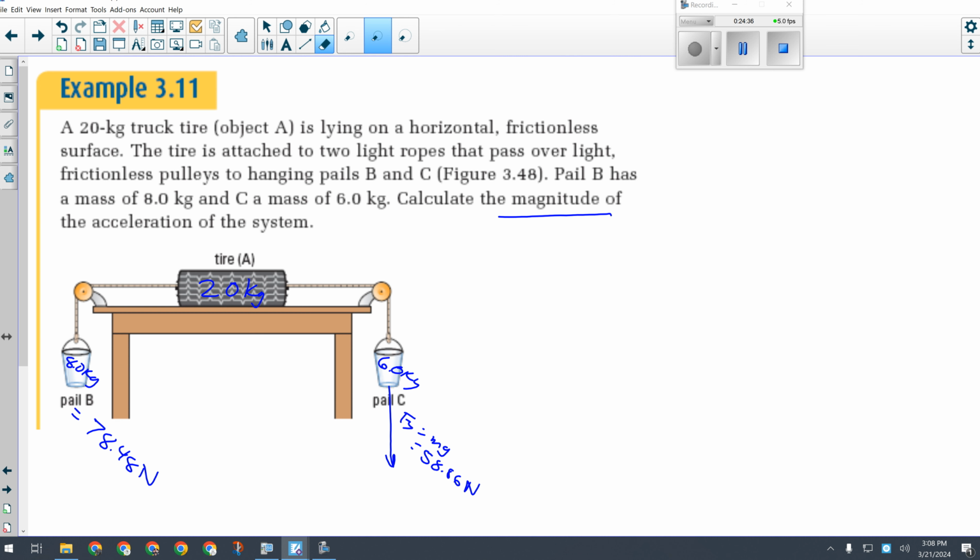Now that we've got those two forces, am I doing this for just one part of the system or the whole system? Do I know the mass of the entire system? Do I know the only forces acting on the system? Then I'm doing this as a system. If I only knew the forces acting on pail C, then I'd use pail C, find its acceleration, and since they're all connected, that's also the acceleration of the system. But in this case, since I know all of the parts, I'm going to solve it as a system, and it's going to look like this.